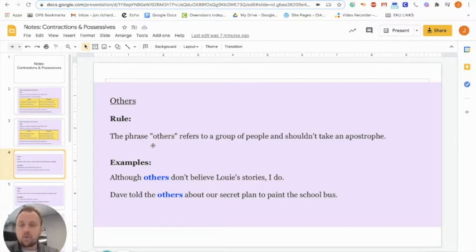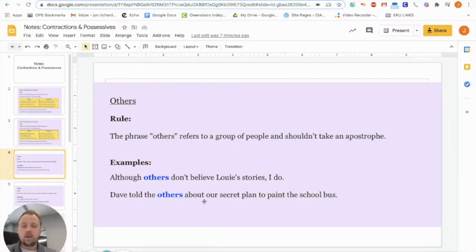If we look at the rule for others, the word others refers to a group of people and shouldn't take an apostrophe, okay? So whenever you refer to others as a group of people, and it doesn't show any ownership or say they own anything, there's no apostrophe. Let's look at examples here. Although others don't believe Louis' story, I do. So others, a group of other people, don't believe Louis' story. Others do not own don't, so we do not put an apostrophe S.